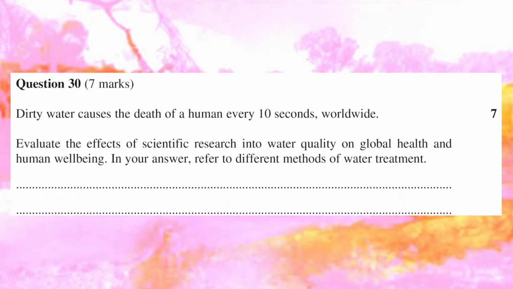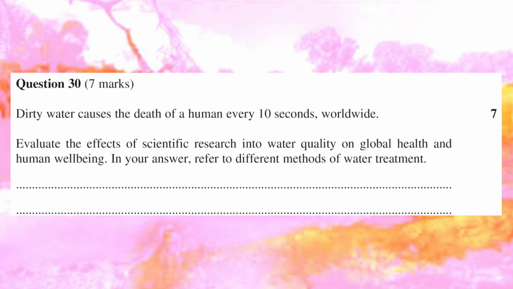Question 30 from 2020 is 7 marks, so one of the extended response questions, and it just gives you a little bit of information that you've got to tease out. You've got a definitive statement: dirty water causes the death of a human every 10 seconds worldwide. So it's just a statement. Then what you have to do is evaluate how scientific research into water quality affects global health and human well-being.